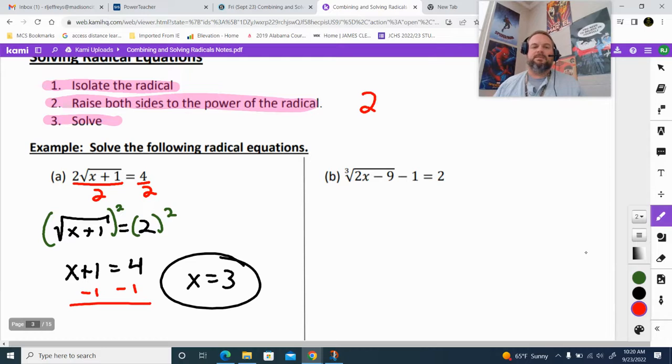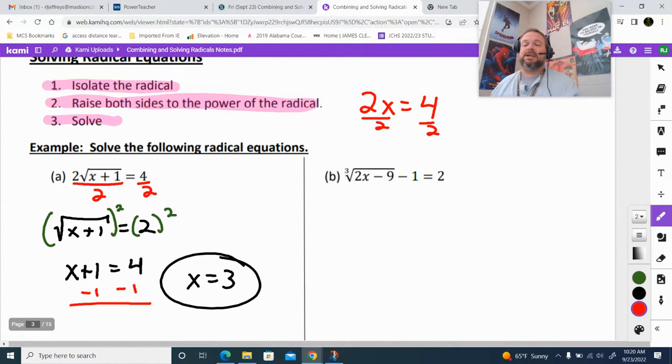Anna, how would you isolate this variable right here in 2x equals 4? You divide by 2. You do the opposite. Okay? To get rid of a square root, we have to square it. You have to do the opposite of what's being done.